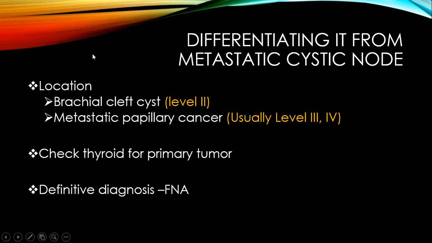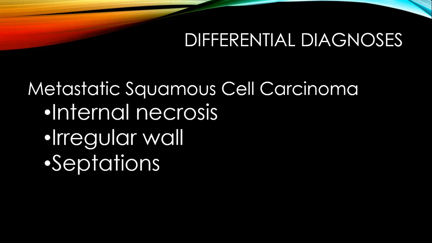Then we might also need to check for primary tumor if we are suspecting that it is a metastatic cystic node. We need to check the thyroid for the primary tumor. Or if we want definitive diagnosis, we can do fine needle aspiration. We also need to differentiate it from a metastatic squamous cell carcinoma. This presents with internal necrosis, and it has an irregular wall. As we mentioned earlier, our branchial cleft cyst has a smooth wall outline. And the squamous cell carcinoma metastasis also have got septations.